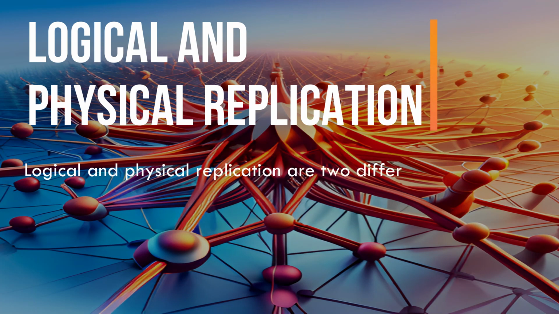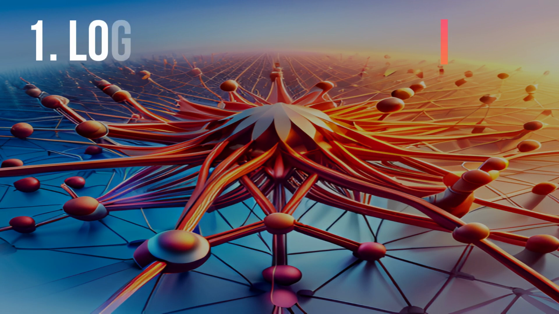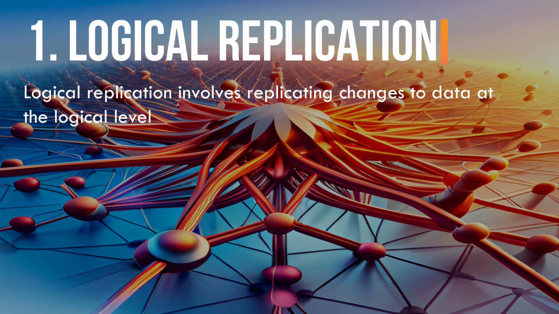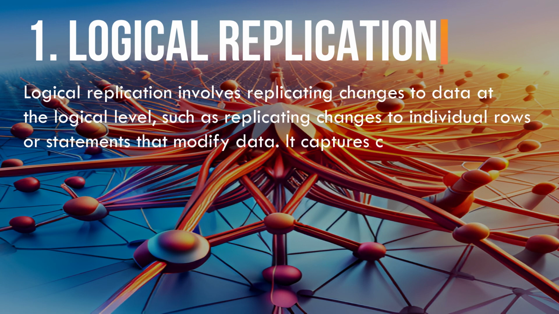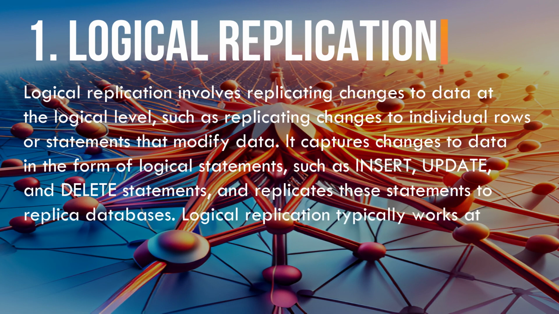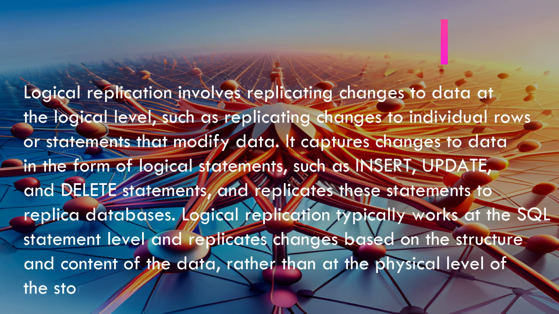Logical and physical replication. Logical and physical replication are two different approaches to replicating data in a database system. Here's an overview of each. 1. Logical replication. Logical replication involves replicating changes to data at the logical level, such as replicating changes to individual rows or statements that modify data. It captures changes to data in the form of logical statements, such as insert, update, and delete statements, and replicates these statements to replica databases. Logical replication typically works at the SQL statement level and replicates changes based on the structure and content of the data, rather than at the physical level of the storage.